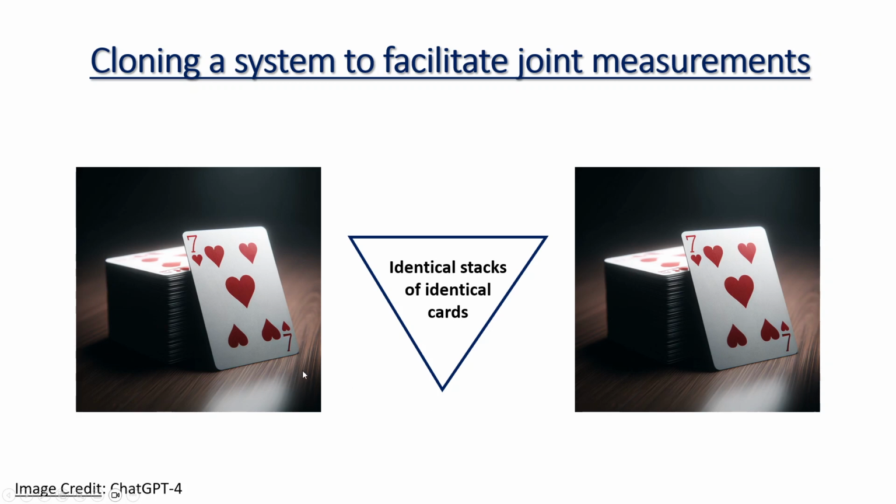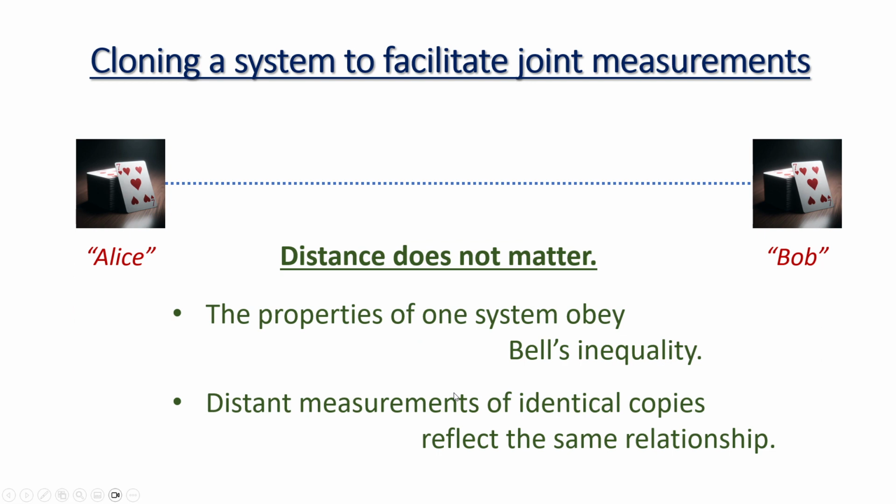Obviously, it makes no difference if we use the left card or the right card for each measurement, because they are identical. You see, we can use two remote measurements to do a Bell test, but fundamentally, this is not a relativistic phenomenon. The distance does not matter at all, because the cards are identical.